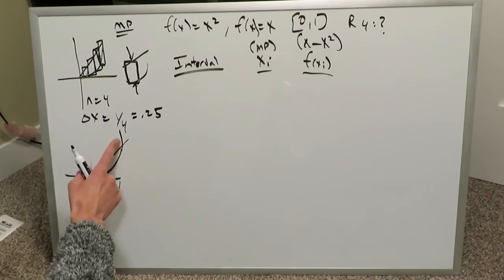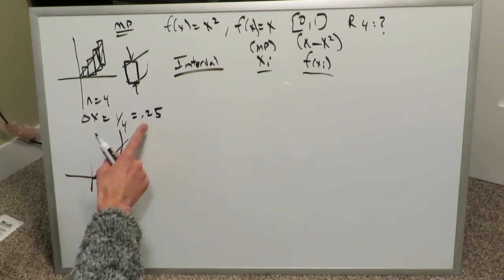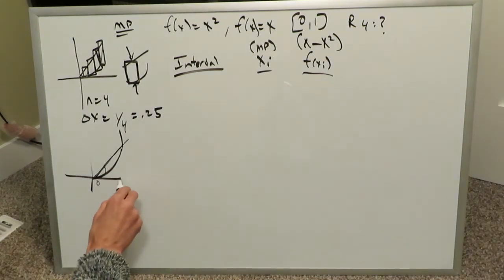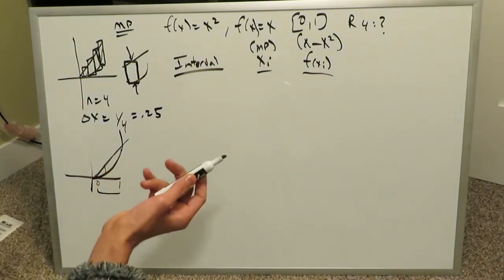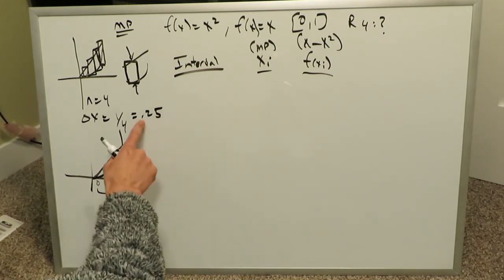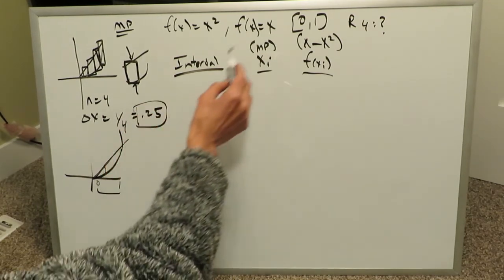After 1, the x squared becomes a higher curve and the y equals x becomes a lower curve. But that's not relevant here because we're not going beyond the interval 0 to 1. So what are our intervals? Each interval is 0.25 and we're going from 0 to 1.